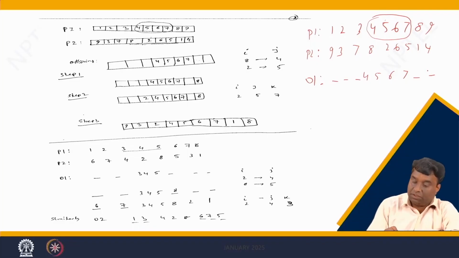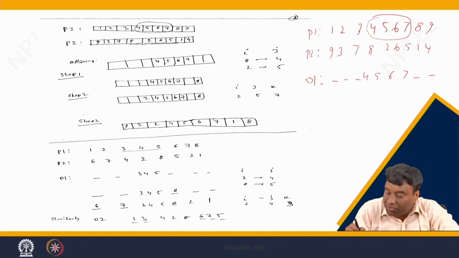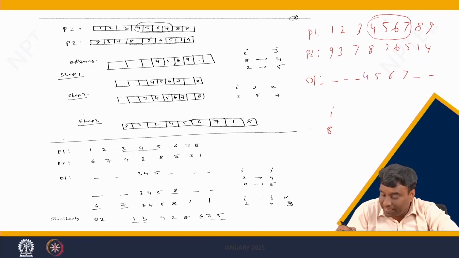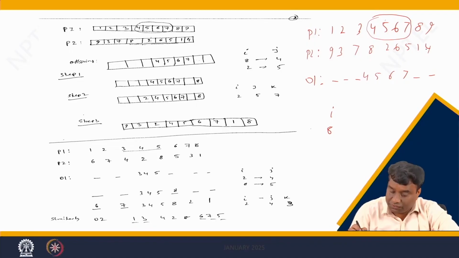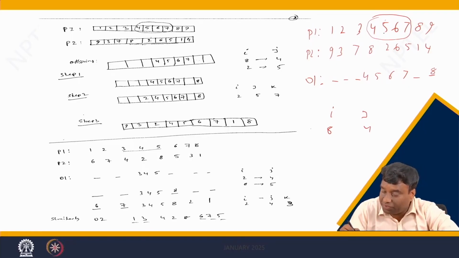Okay, now step 1. The first crossover point is 8, so I is 8. In the place of 8, 4 is copied. So J is 4, so 8 should be placed here. Okay, next, 5 and 6 are copied.